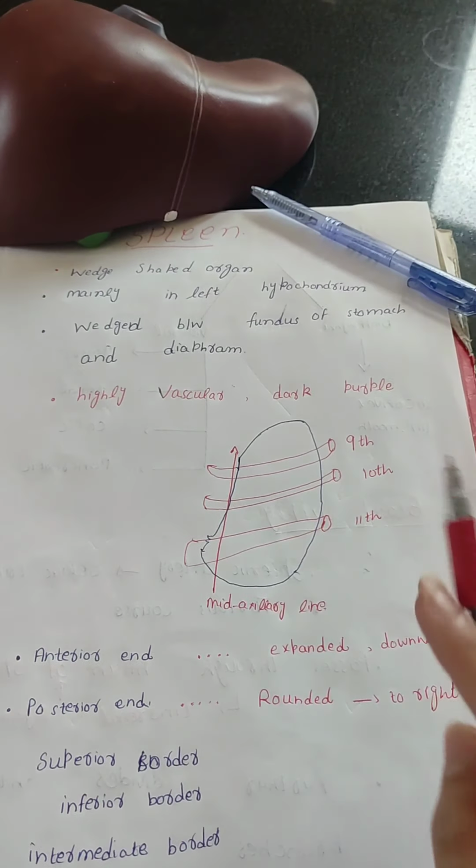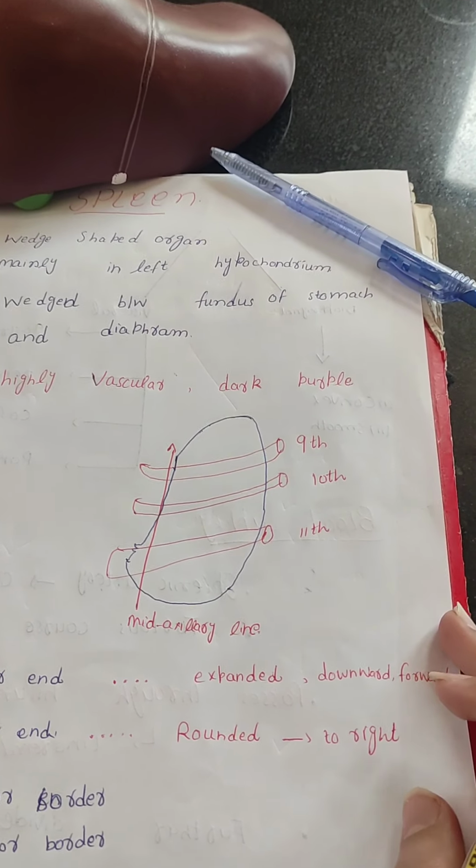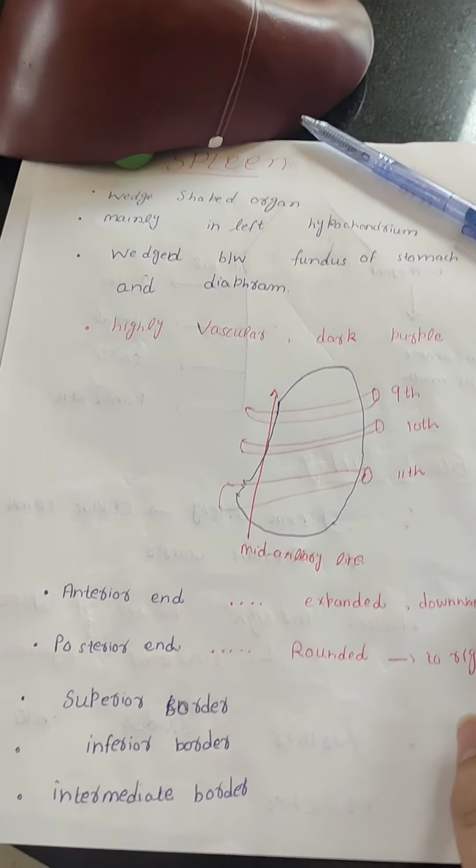Spleen is highly vascular and it is dark purple in color. Dark purple color इसीलिए क्योंकि ये highly vascular है और यहाँ पे RBCs की formation हो रही होती है.